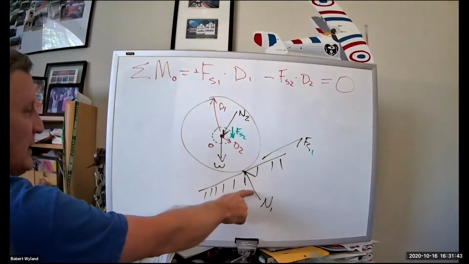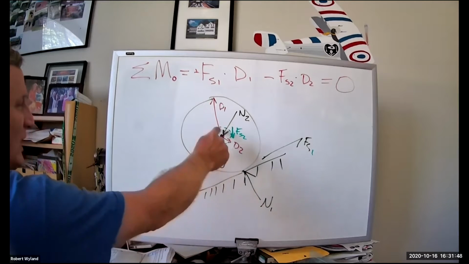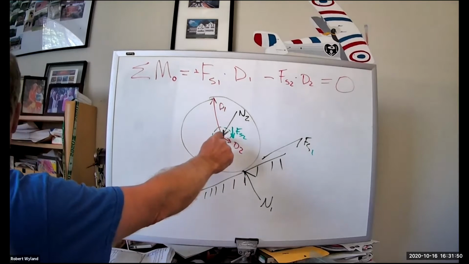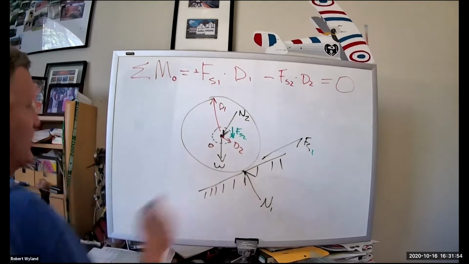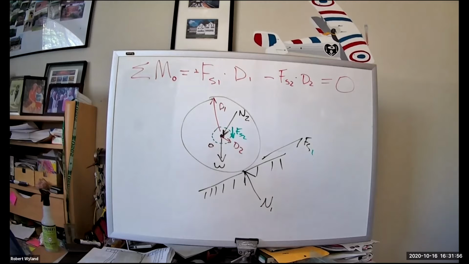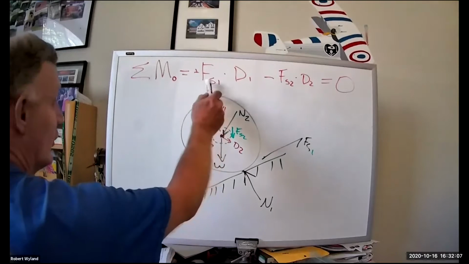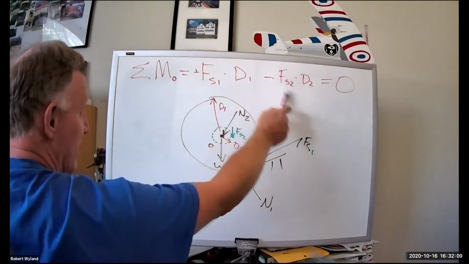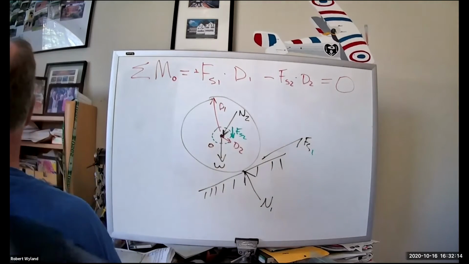And the reason that N1, W, and N2 don't contribute is they go right through this point where I'm taking the moment. So there's no moment arm on any of these three forces, which is why I chose to take it there. So you can quickly see why, in order for these things to be equal, this one has to be greater by the ratio of D1 to D2.